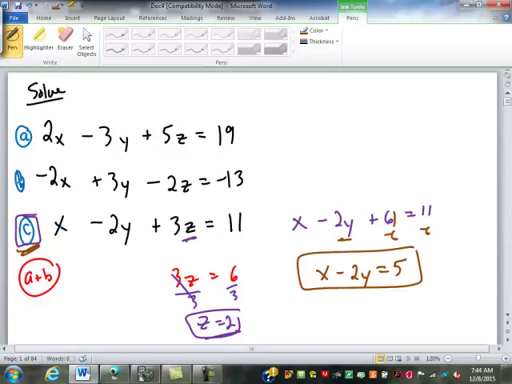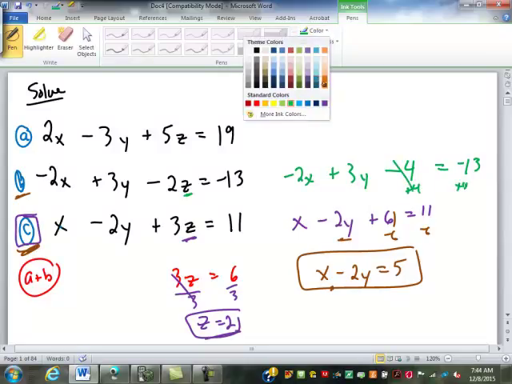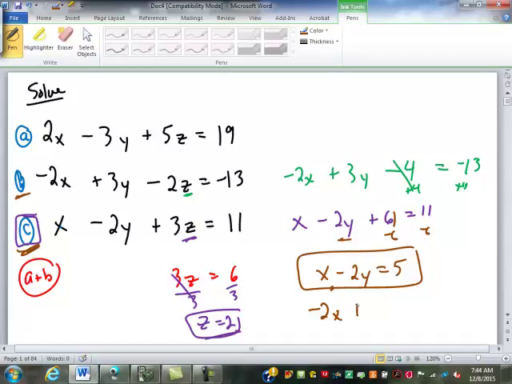But with the negative 2x here, all I have to do is multiply this one by 2, and I'll be able to cancel out the x. So I'm going to go up to that one. I'm going to replace the z with 2 again. So I got negative 2x plus 3y minus 2 times 2 is 4 equals negative 13. Now I'm going to add 4 to both sides. I'm going to get negative 2x plus 3y, negative 13 plus 4 is negative 9. So now I have those two equations.